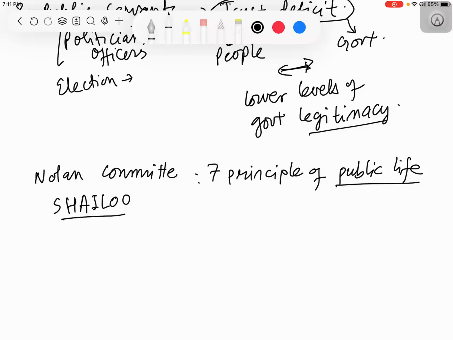Can you tell me what are the 7 principles? So selflessness, honesty, accountability, integrity, leadership, objectivity, openness. Very good. So these were the 7 principles Nolan committee suggested that every public servant should have, whether the public servant is a people's representative or an officer, all India officer, state PCS officer. In general, in public life, how one should behave, and we have also accepted this value.